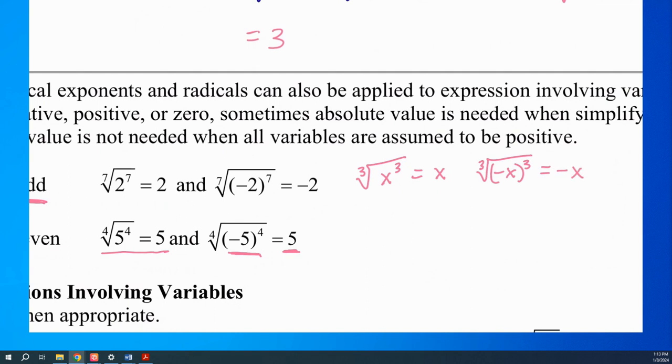Now what if I took the square root of x squared? That would be x, right? But what if I took the square root of negative x squared? It would be x, right? Because the negative times the negative is going to be positive. So we would essentially call that the absolute value of x. We only have to worry about it with even roots and with variables. And we'll do some examples of that.